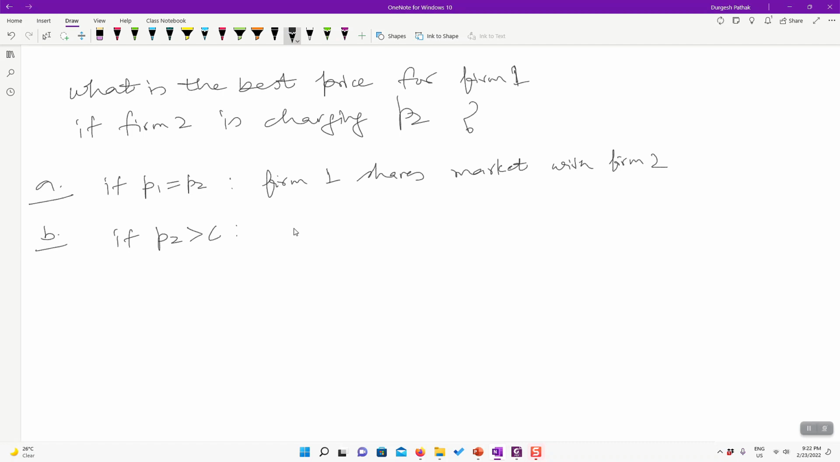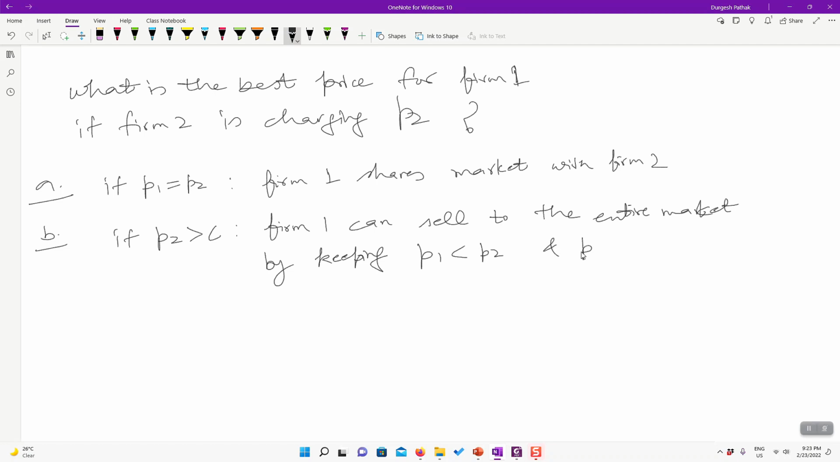The other possibility is this, that if firm 2 is charging a price more than the average cost of production, then it is best for me to charge something slightly lesser than firm 2's price, that is P2, and sell the entire market. Firm 1 can sell to the entire market by keeping P1 less than P2, and also you have to keep P1 greater than C. Otherwise you will earn zero profit if you keep it equal to C, and if you keep it lower than C, then anyway you will earn losses.